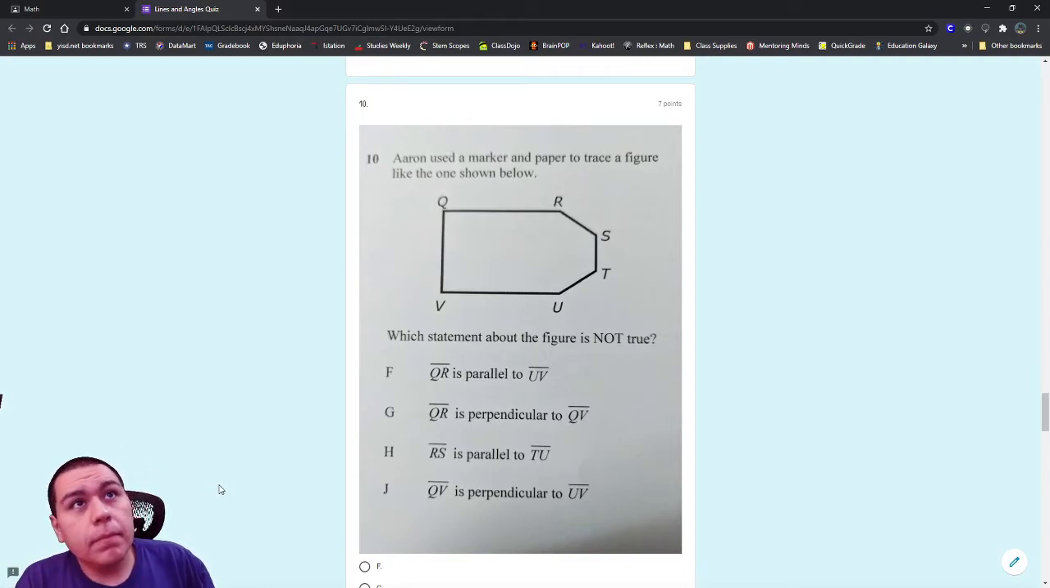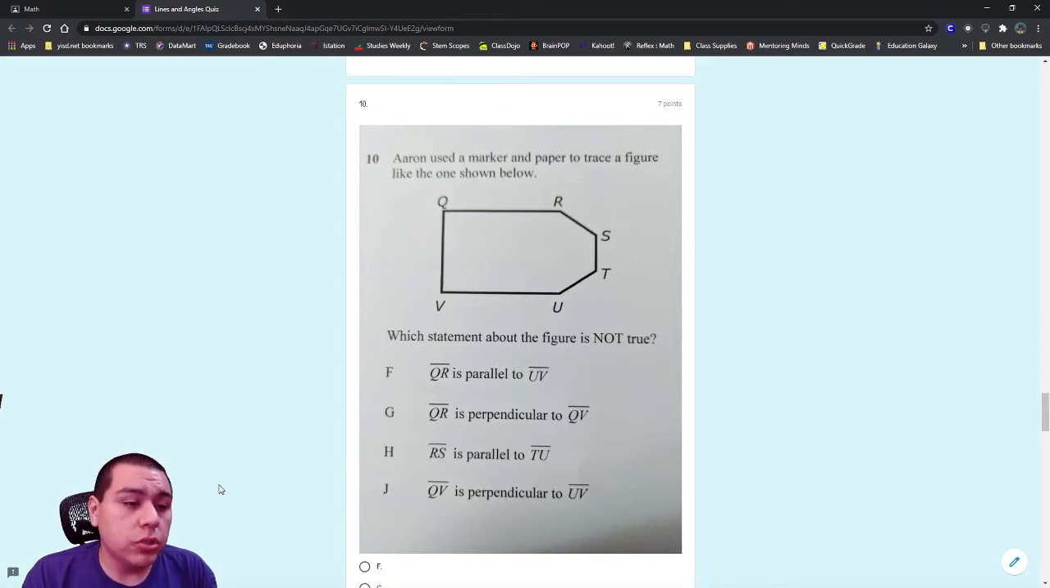Okay, number 10. Aaron used a marker and a paper to trace a figure like the one shown below. So he traced this. QRSTUV. What statement about the figure is not true? Okay, so they want something that's false.